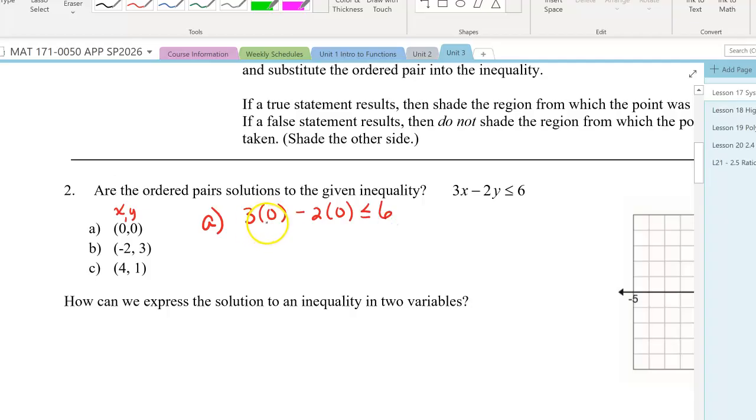Well, 3 times 0 is 0, 2 times 0 is 0, and 0 minus 0 is 0. So is that less than or equal to 6? Yes. So this is true.